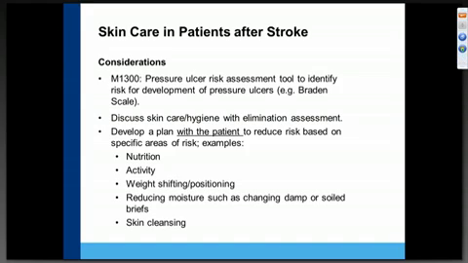Perhaps they don't have incontinence issues, so we're not going to really focus on moisture, but it's really activity and nutrition. On the other hand, they are having incontinence issues, which we know is going to contribute to potential skin breakdown, so we want to focus in on that area. So, very individualized care based on those specific areas of risk.